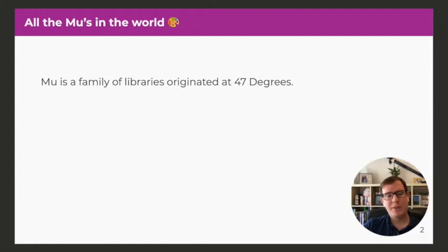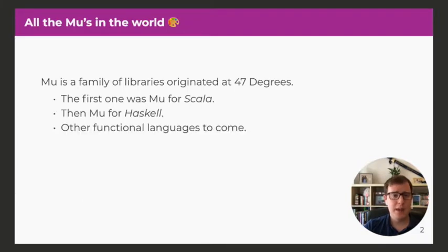Also, we need a bit of context. So why the name? Mu is a family of libraries that originated at 47 Degrees. And the first Mu was in Scala. You might know of it. It's called Mu Scala. And Mu Haskell is like the second incarnation of this family of libraries. But there are other Mus to come. Hopefully, for example, we'll see Mu Kotlin and maybe Mu Swift in the future. Who knows?